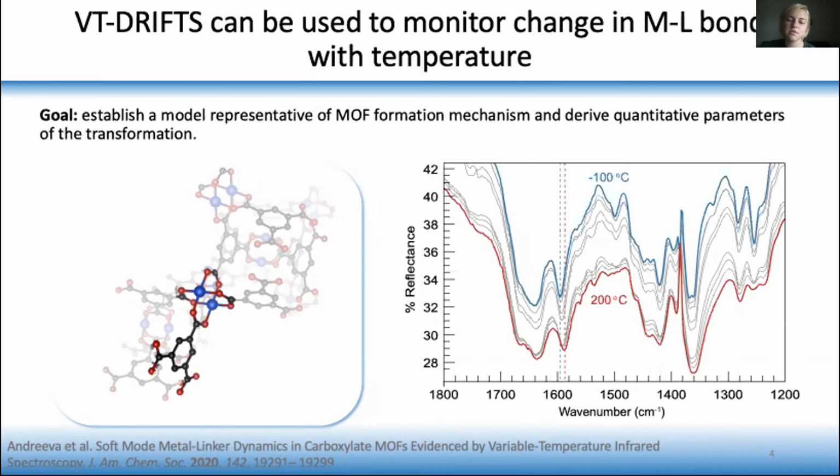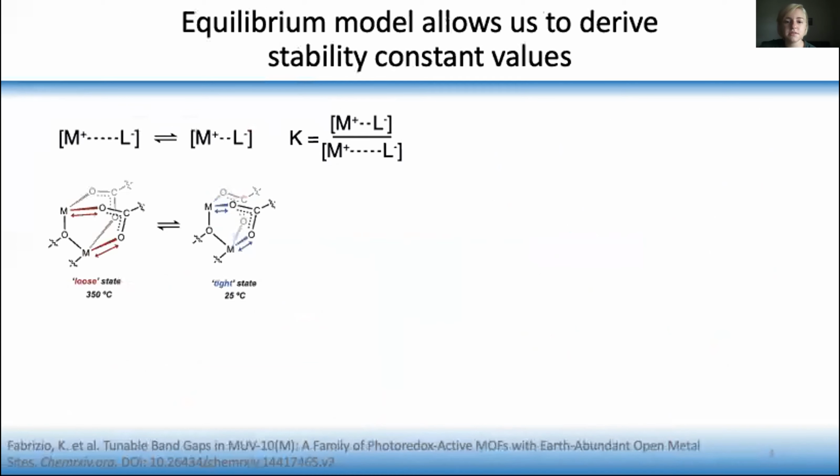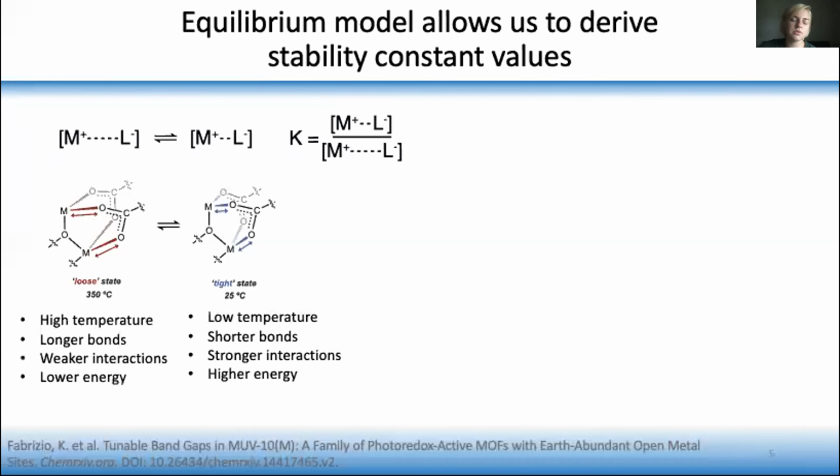This explanation is sufficient in terms of energy, but unfortunately it tells us nothing about what happens structurally, which is why we came up with the equilibrium model. Basically, the equilibrium model assumes that there are two states between which the material is shuffling, that is tight and loose configurations. The tight configuration is when the material is at lower temperature, which means that metal-linker bonds are shorter and interactions are stronger. That would be our higher energy component, whereas the loose configuration is the complete opposite.